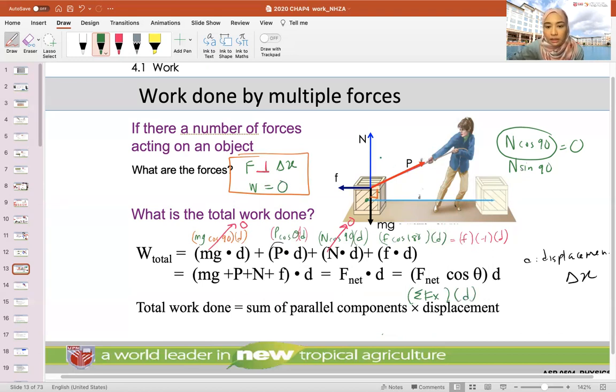So what is your F net in this case, or net Fx? For net Fx I have minus f and I have positive P cosine theta. So net Fx is equal to P cosine theta minus friction, because the directions are different. We've learned this in chapter 3. So net Fx is P cosine theta because it's to the right, and minus friction because it's to the left. Then you put this into your equation. So this becomes P cosine theta minus f, which gives a force value, multiplied by d. That is how you use the net Fx.